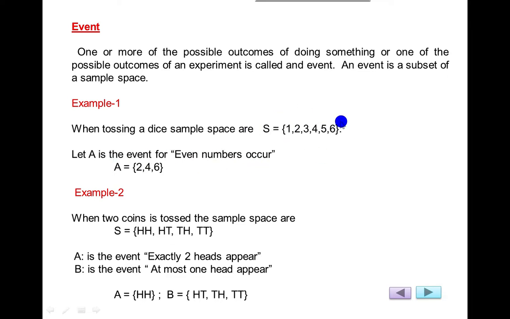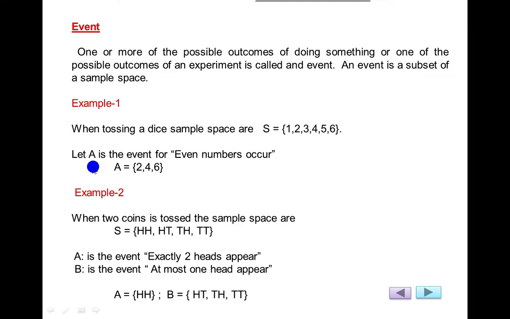From this sample space you can select the subset, because an event is a subset. A is 2, 4 and 6. Even numbers are 2, 4, 6. So A is the part or subset of the sample space. A is the event. This is the condition. Maybe odd numbers, maybe divisible by 2. Suppose B is another event. Odd numbers will be 1, 3, 5.